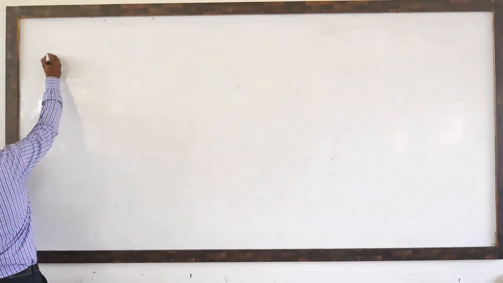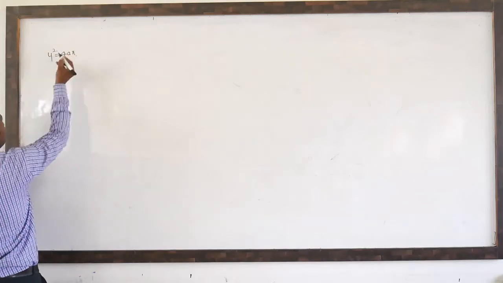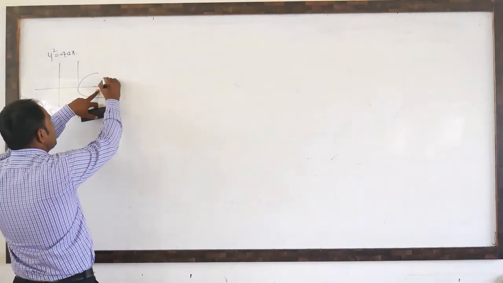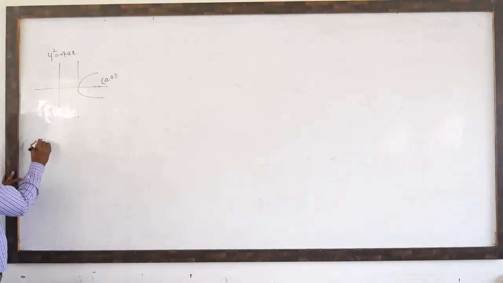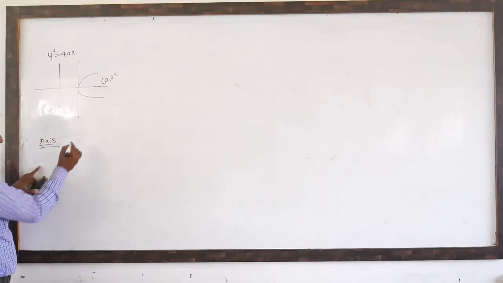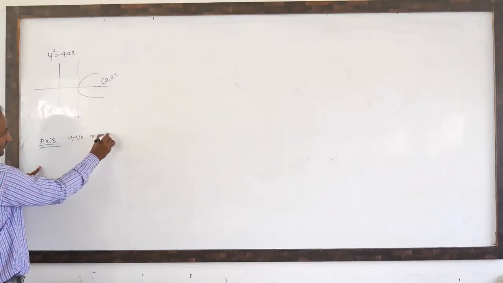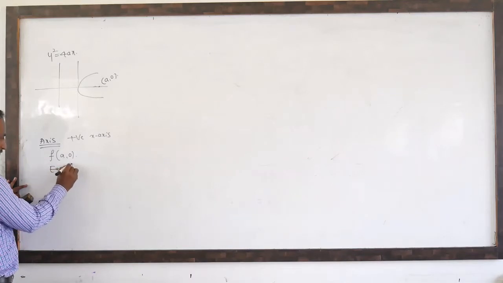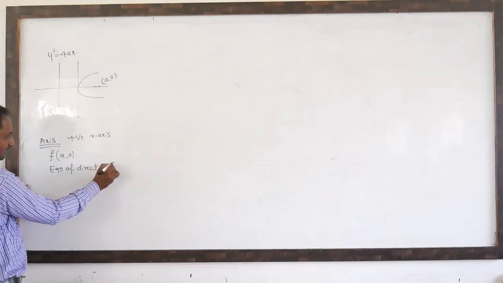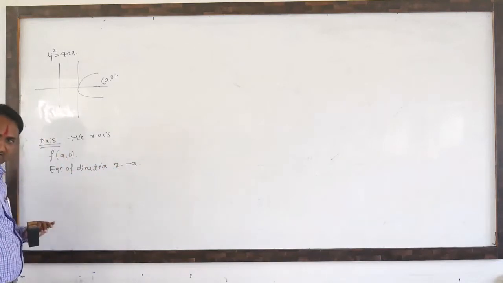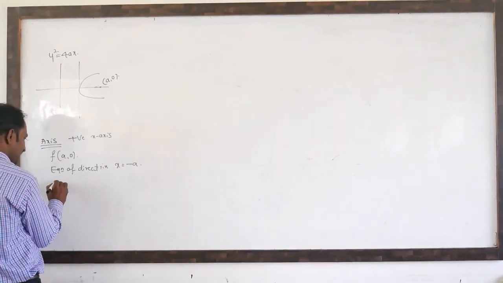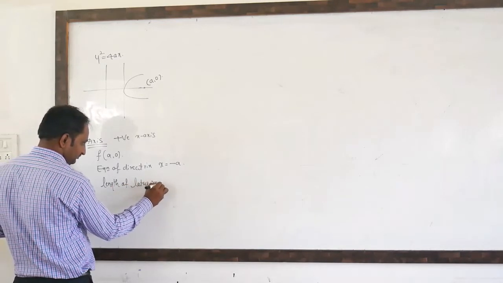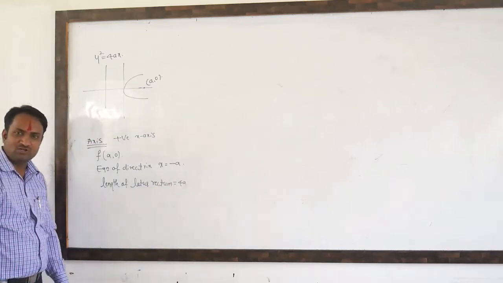Here the first one is y square is equal to 4ax. This is a parabola situated on the positive x-axis. In this case, its focus point is a comma 0. These are the basic important formulas: for the positive x-axis, focus point F is a comma 0, and the equation of directrix is x is equal to minus a, and the last one, the length of latus rectum, is 4a.